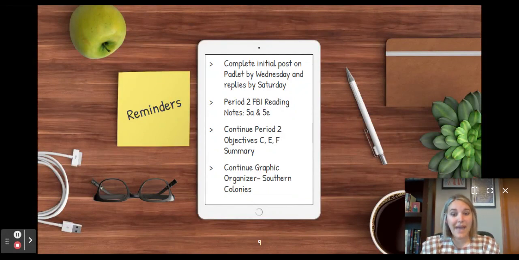So as always, Padlet post by Wednesday, continue FBI notes, objectives, and your graphic organizer. I hope this is all helpful for you, and I look forward to meeting with you on Wednesday.